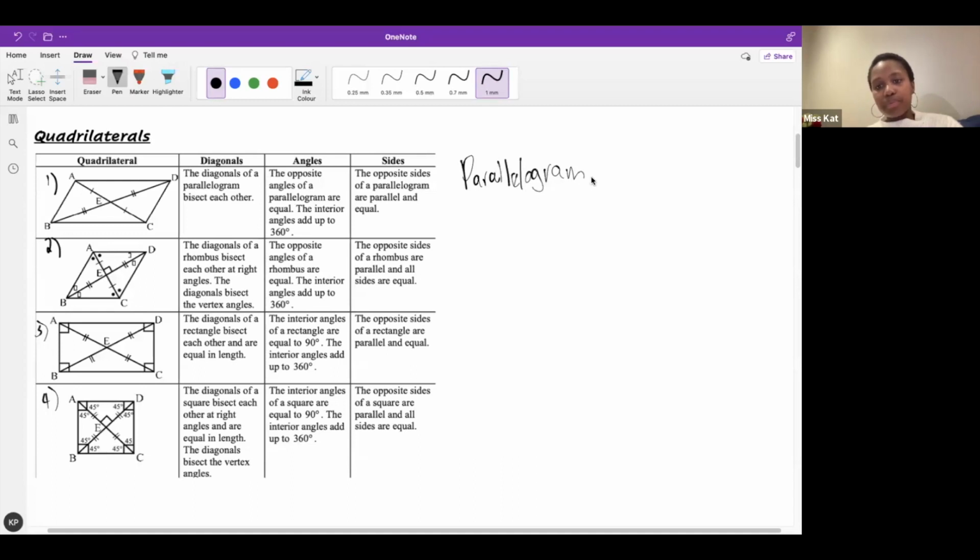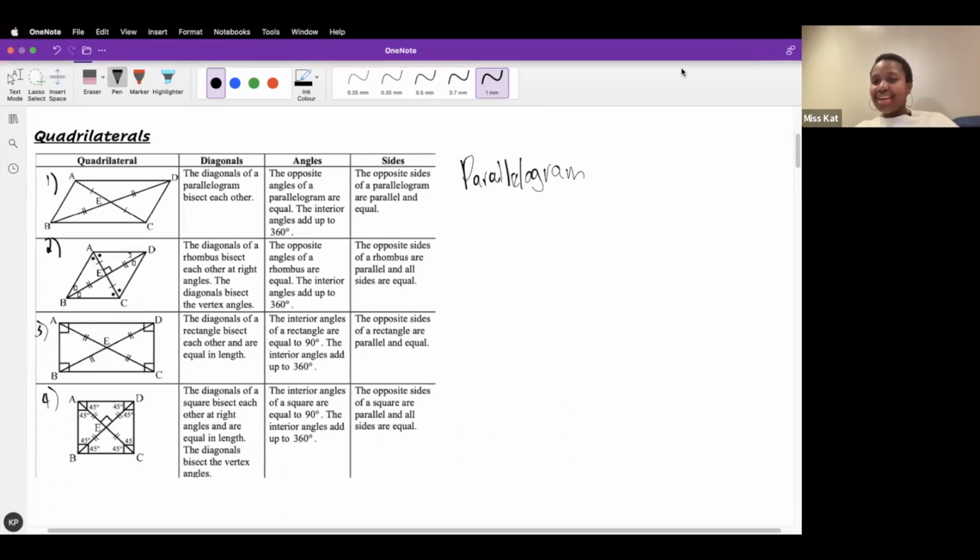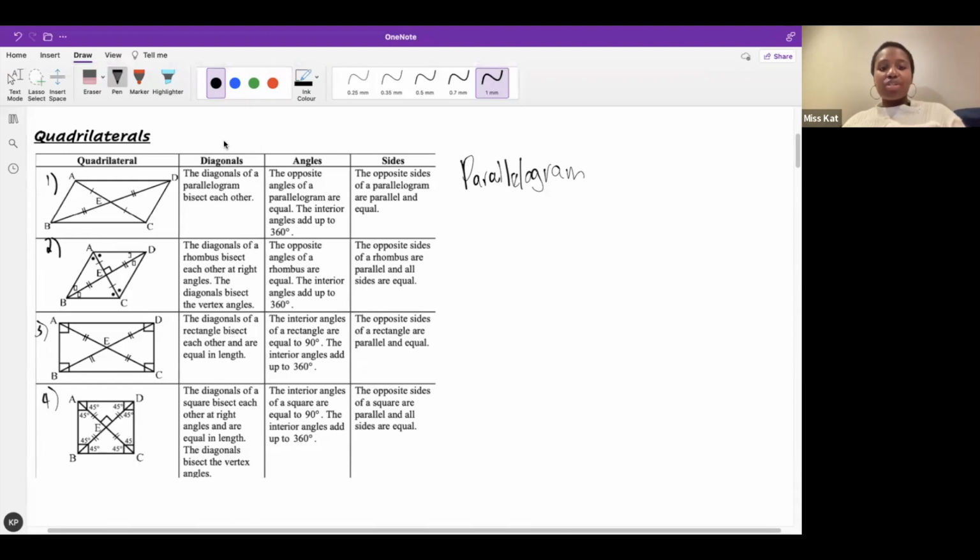Okay, let's look at the properties that make a parallelogram. We're going to look at properties that relate to diagonals, the angles, and the sides of every shape. Welcome. Okay, so the diagonals of a parallelogram bisect each other.